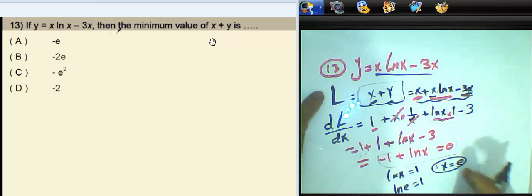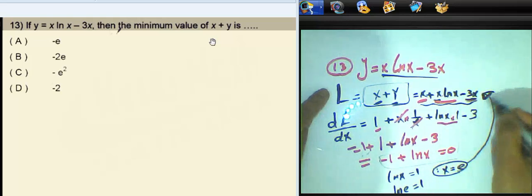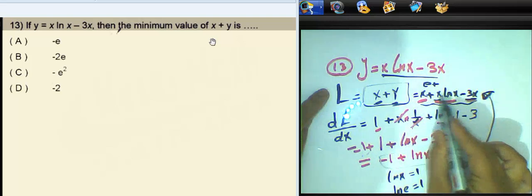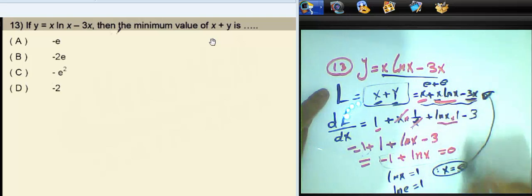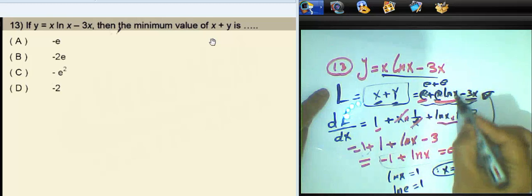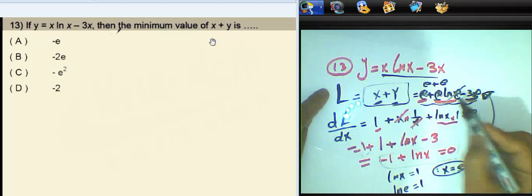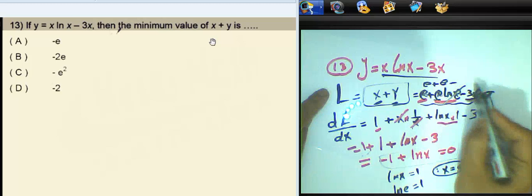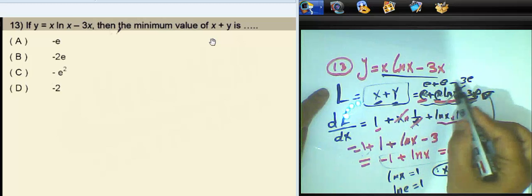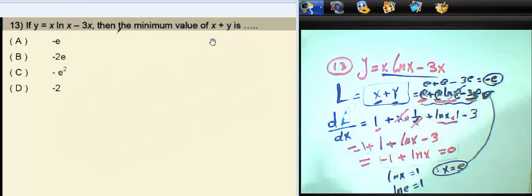When x equals e, we must put e in this function to find the image. So x equals e, it will be e plus x multiplied by ln x, put e here: ln e, cancel x, write e here, e plus ln e equals 1, 1 times e equals e, subtract 3e. The result will be 2e minus 3e equals negative e. The result will be negative e for this function.